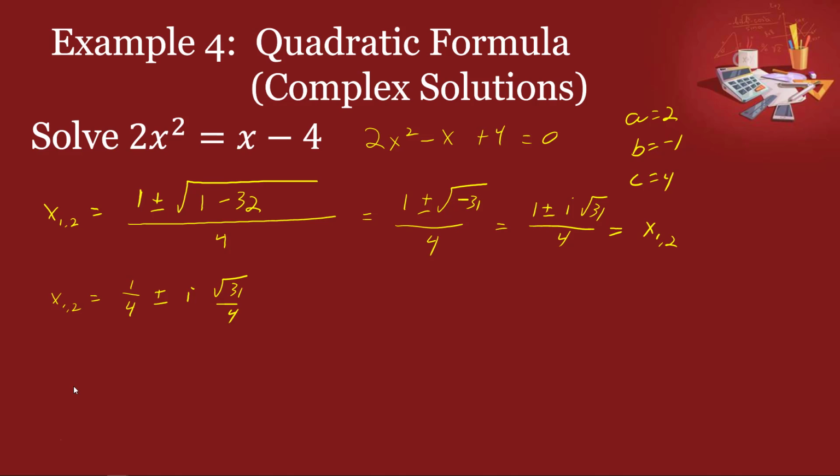And if that's the case, our two solutions will be 1/4 plus i root 31/4, comma 1/4 minus i root 31/4. Now notice that these solutions are complex conjugates of each other, and you will find that to be completely consistent whenever you are solving a quadratic equation and the number happens to be complex.